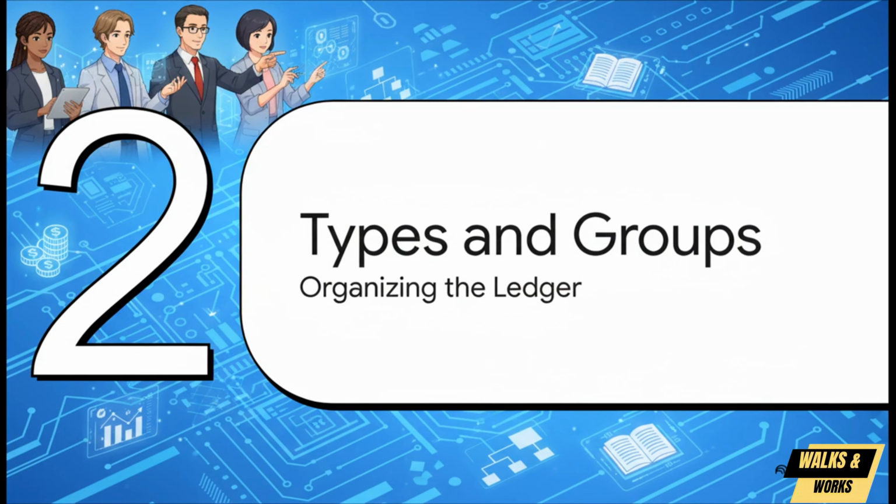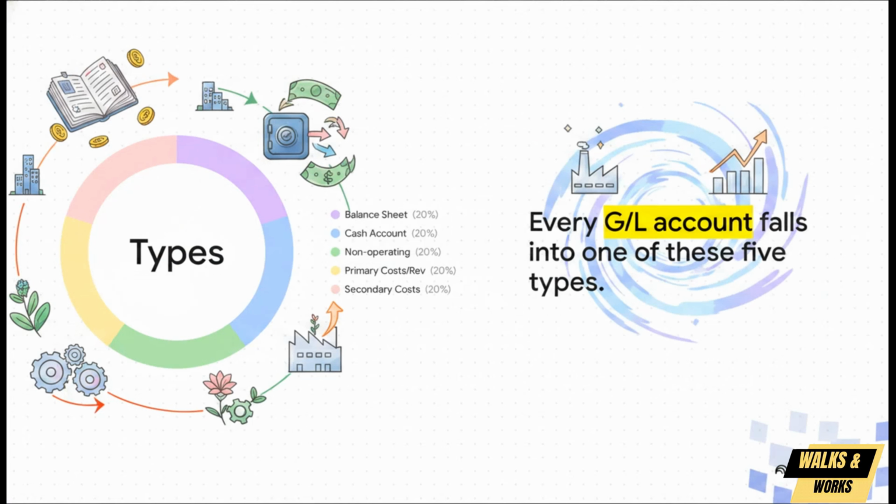Moving on to Section 2, account types and groups, or basically how we organize the ledger. Okay, so every single account you create is going to fall into one of 5 specific buckets. We have your standard balance sheet accounts and dedicated cash accounts, which, by the way, significantly reduce the number of GL accounts you'll need for bank reconciliations.